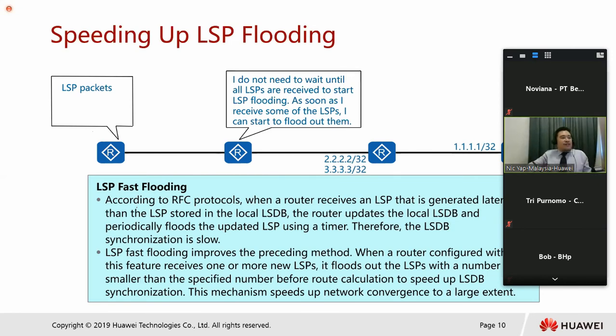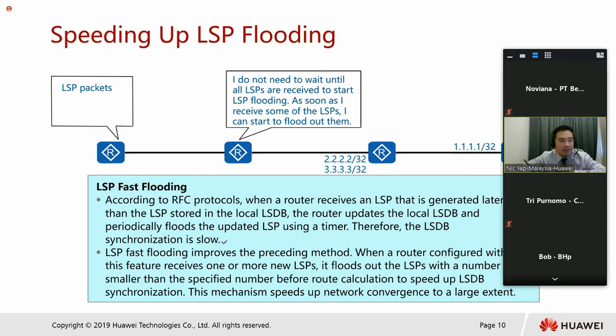Based on the fast flooding of LSP, according to the RFC protocol, when a router receives an LSP that is generated later than the LSP stored in the local LSDB, the router updates the local LSDB and periodically floods the update using timers. Therefore, the LSP synchronization will be slow. They need to make sure that I store before I forward, keep everything before I forward. So by doing this, we can use fast flooding to improve the preceding method.